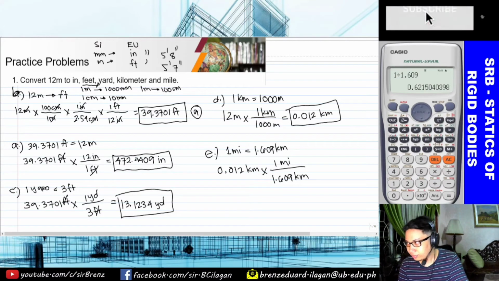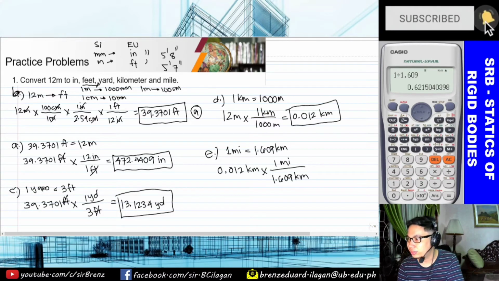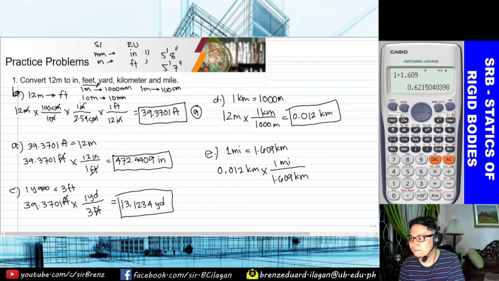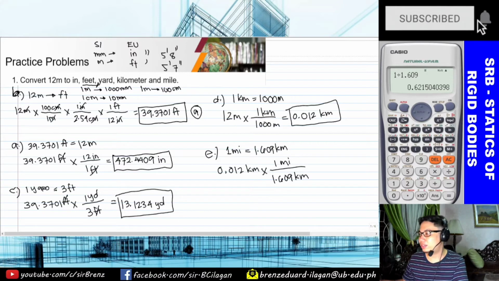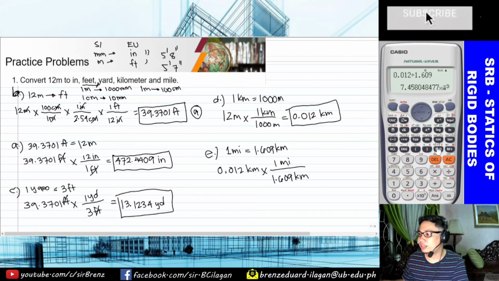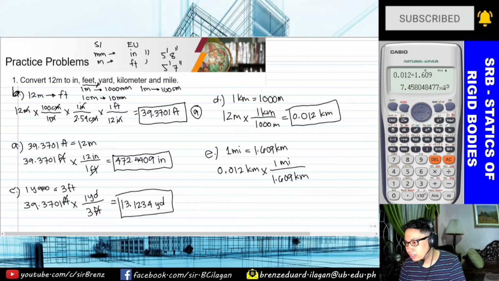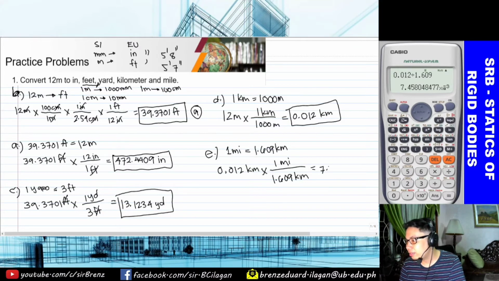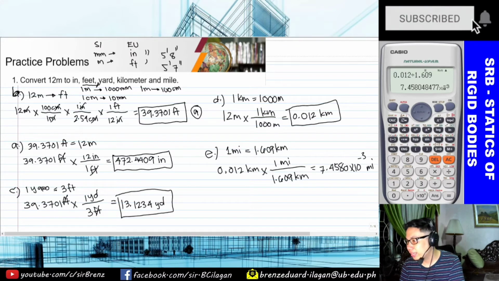Anyway, that is at the 4th decimal place. This 1.609 has more digits, but this is what is in our head, from Ma'am Lescano. So, 0.012 divided by 1.609. Anyway, later I will teach you something. Just by using your calculator, you can get the answer. The equivalent answer for that is 7.4580 times 10 to the negative 3 miles.